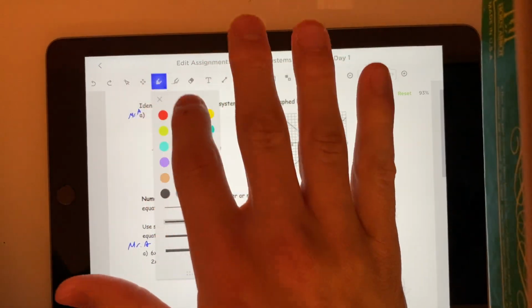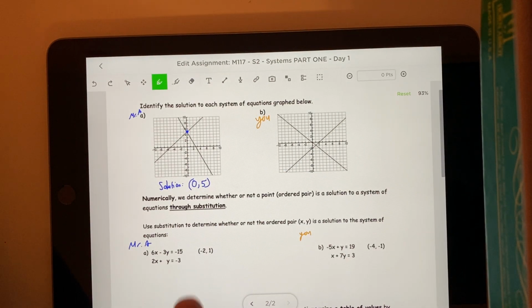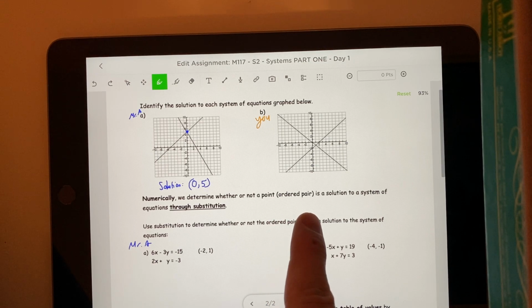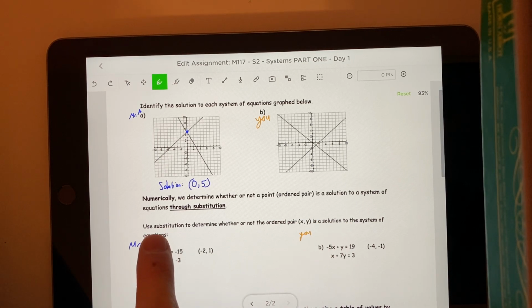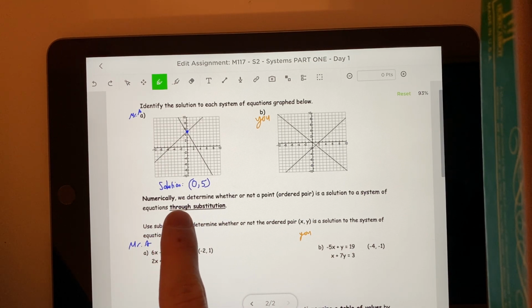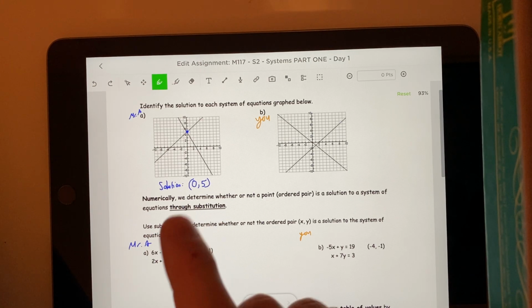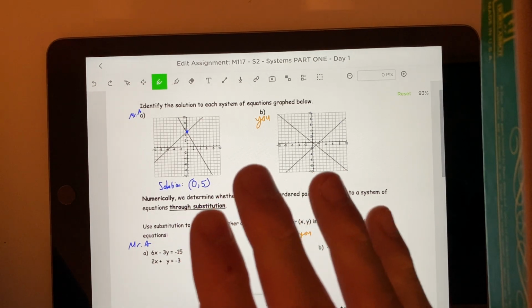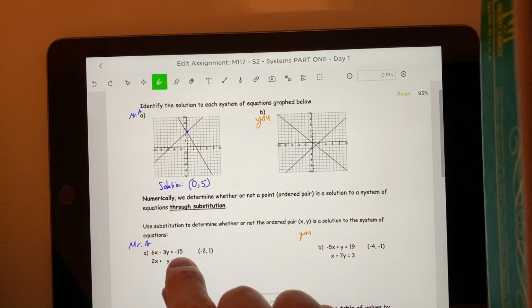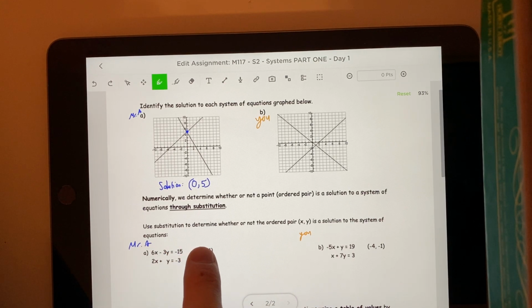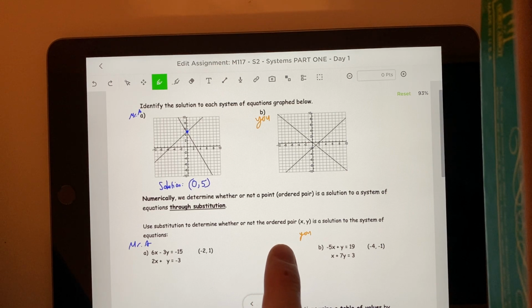All right, this is where it gets a little tricky. So for this next part, it says numerically, we determine whether or not a point, an ordered pair, is a solution to a system of equations through substitution. We've technically done this earlier this year, but it may be a little tricky. So I'm going to show you guys what to do for this. So it says use substitution to determine whether or not the ordered pair is a solution.